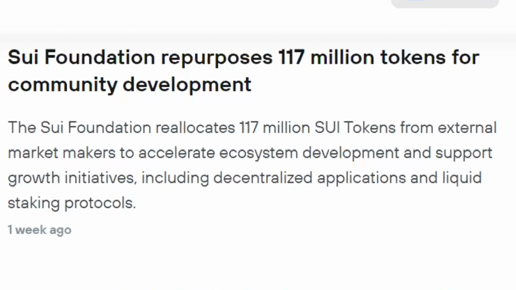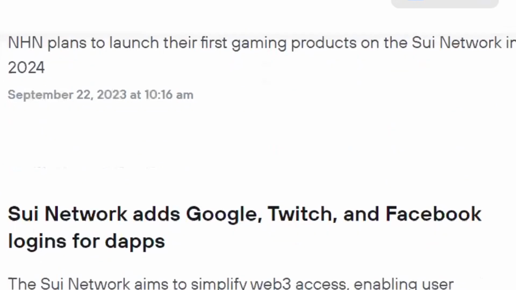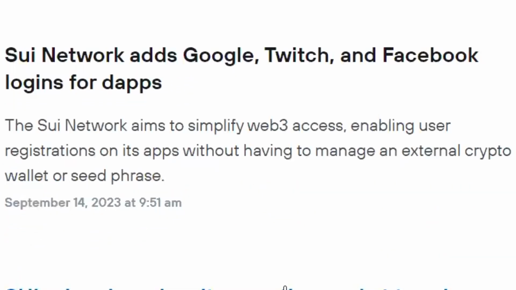If you find companies where they just want to go ahead and take the money out of it, you definitely want to stay away from companies like that. Also in Korea, which is big into the crypto industry, they're launching their first gaming products on the SWE network in 2024, and that just came out last month. And also SWE network adds Google, Twitch, and Facebook login for dApps.